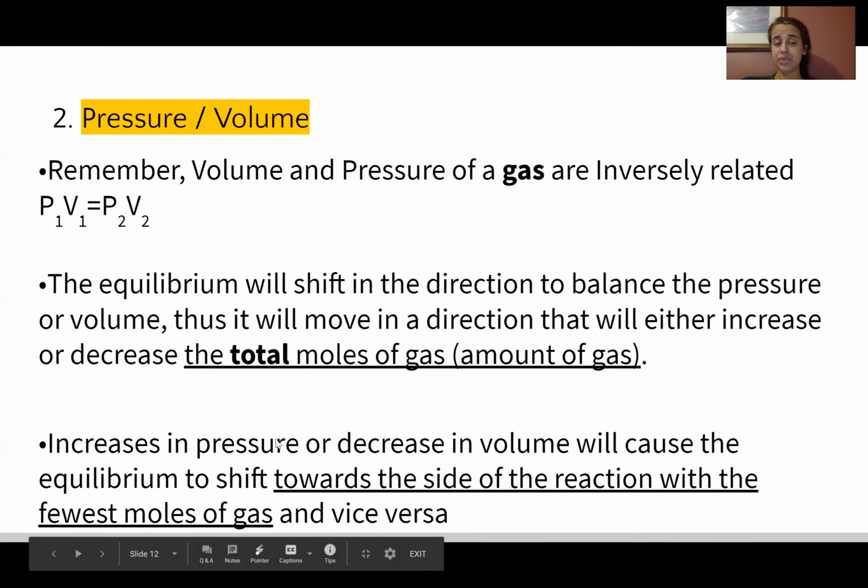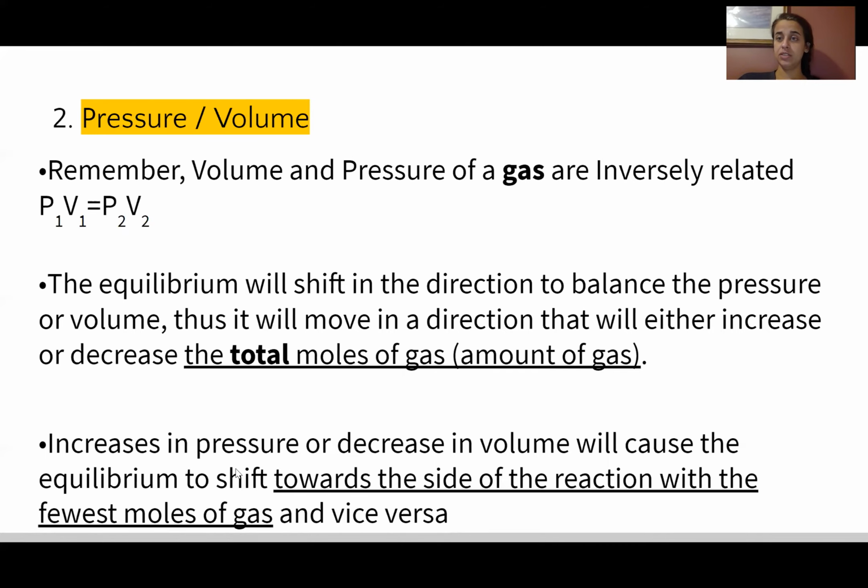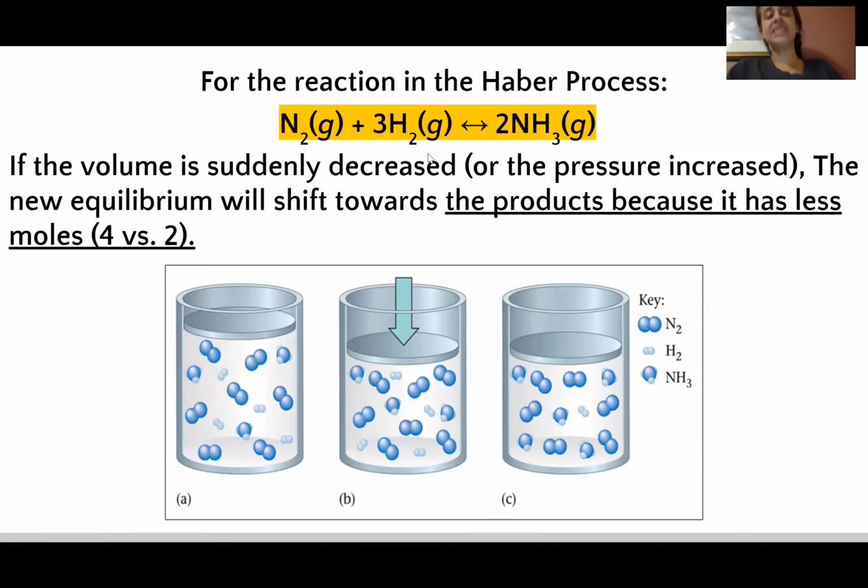So increases in temperature or in pressure, or a decrease in volume, will cause the equilibrium to shift towards the side of the reaction with the fewer moles of gas, and vice versa. So we're going to do an example of that right now.